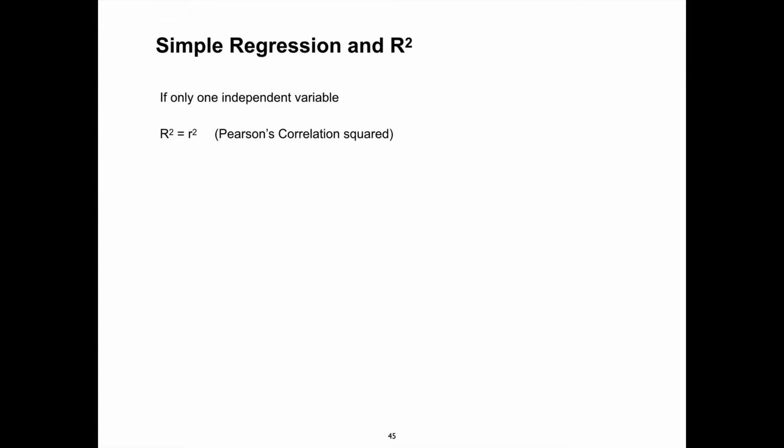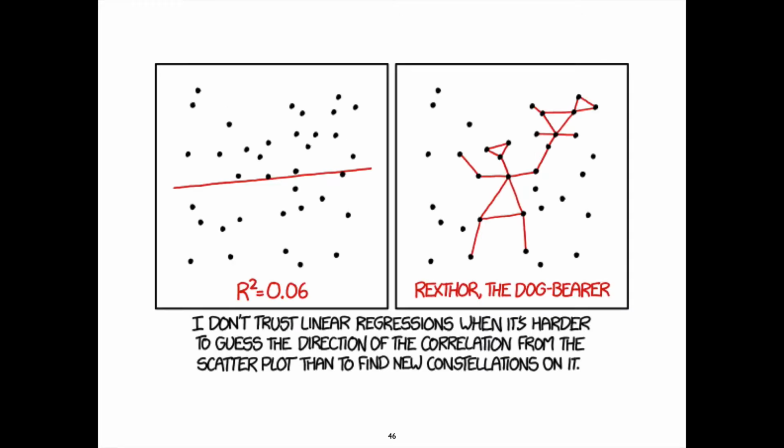And if it's only one independent variable, it reduces down to Pearson's correlation squared. And now we can finally understand this comic a little better. R squared equals 0.06. R squared for a two-dimensional graph should be between 0 and 1. And if it's 0, it means just forget it. I mean, it's completely random. And so this is pretty bad.